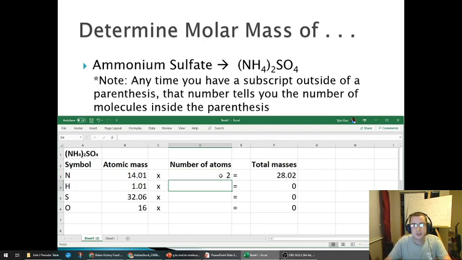For hydrogen, normally I would have 4, but I have to multiply by 2 because it's inside those parentheses. So I'm going to have a total of 8 hydrogen. Sulfur, there's only 1. There's no subscript to the right of sulfur, and it's not inside of any parentheses, so that's just 1. And then oxygen, I can see I've got 4 of them.